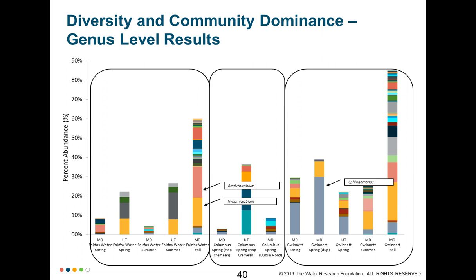So what I want to show you from this particular diagram is that for the 3 utilities that are shown here, Fairfax Water, Columbus, and Gwinnett, we saw pretty high variability between seasons, and in most cases in the fall when there were lake turnover events, we did see pretty big jumps in diversity. And there were a few key organisms here, such as Bradyrhizobium, which has been, as part of nitrogen fixation, very well identified in biofiltration in previous studies.